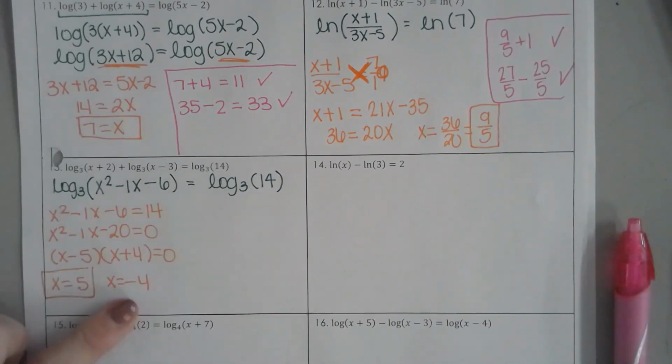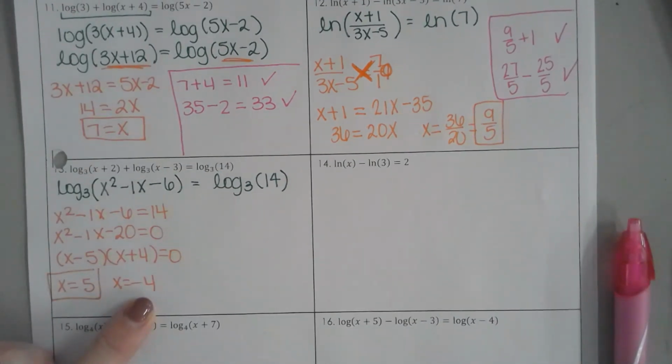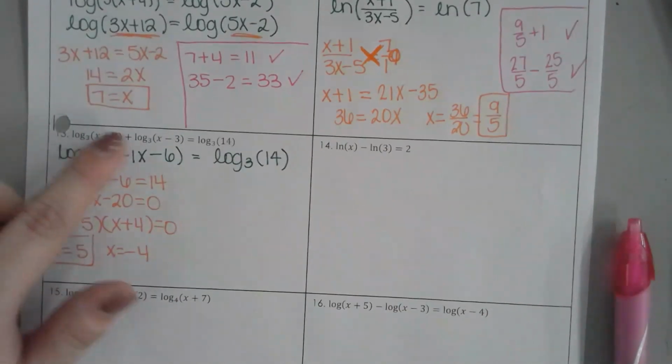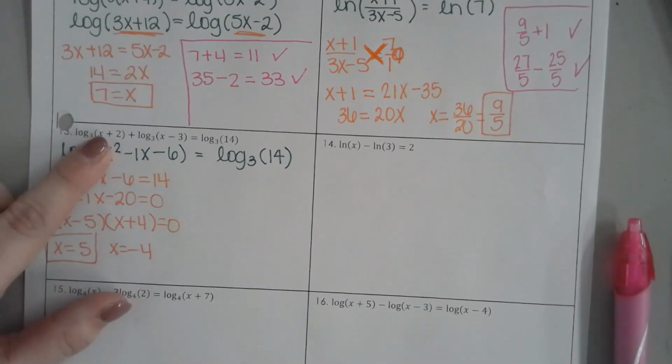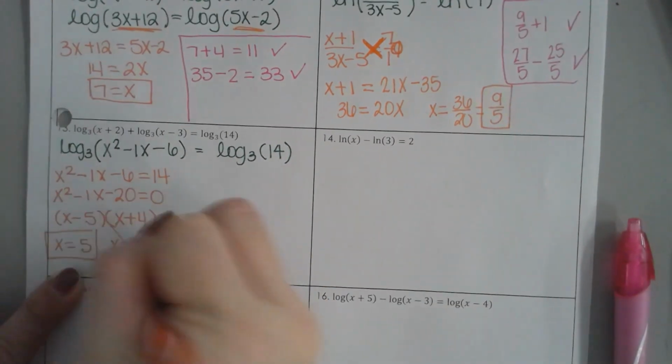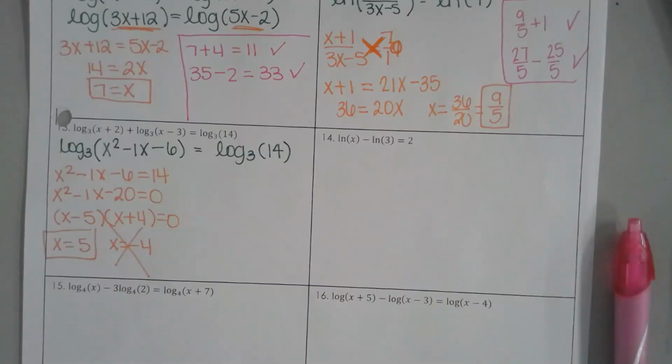What about negative 4? It's not going to work in either one because negative 4 plus 2 is still a negative. Okay, so that one is a no. So this one, only one answer will truly work in that. X equals 5.